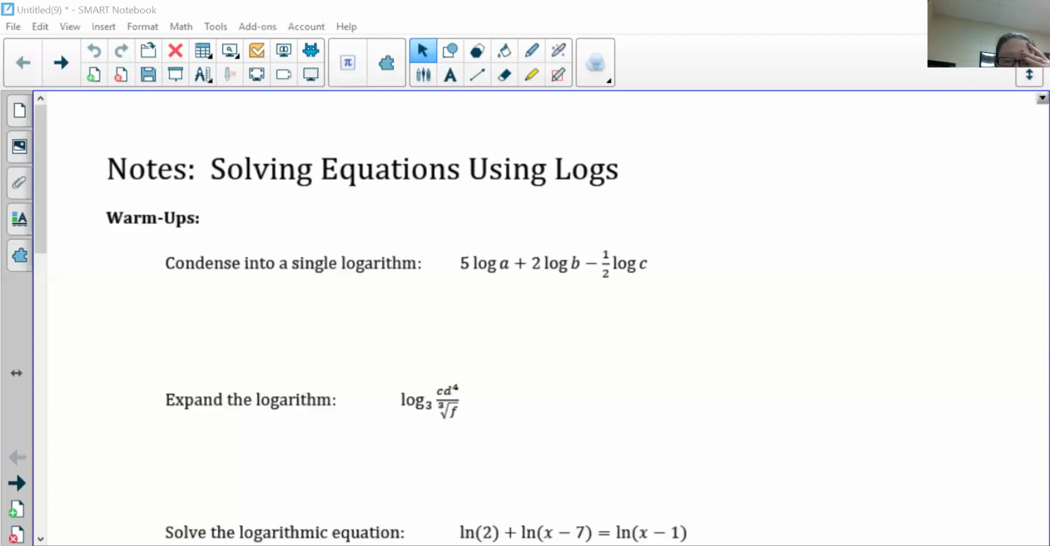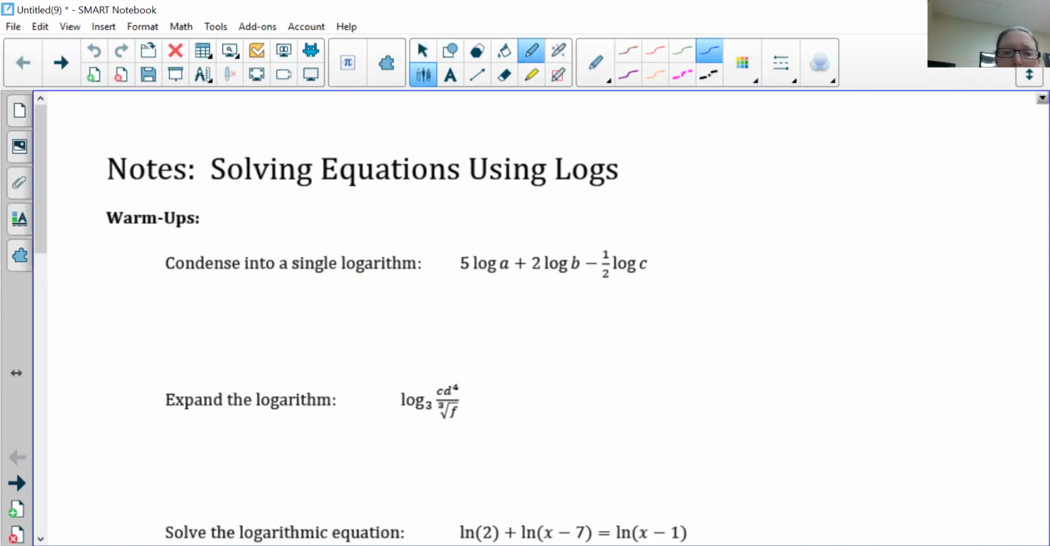All right, so today we're going to take all the things that we have already learned in this unit about logs and how they relate to exponents and how we can manipulate them, expand them and condense them, and we're going to put them all together. So let's just quickly remind ourselves of some of the things that we have learned.